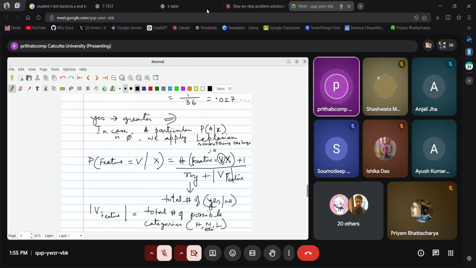Okay, so this is about the Bayesian classifier. I will keep this saved and give it to you in case I'm not able to modify this slide.